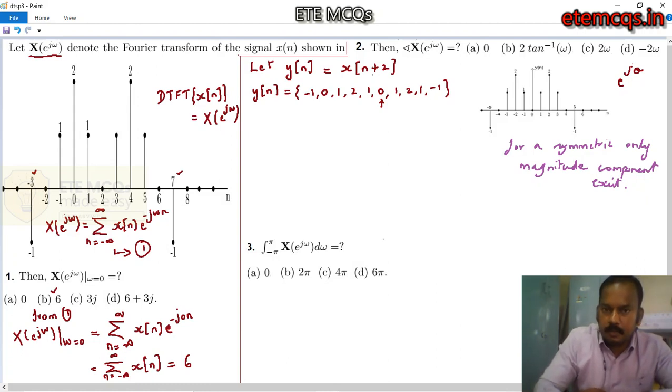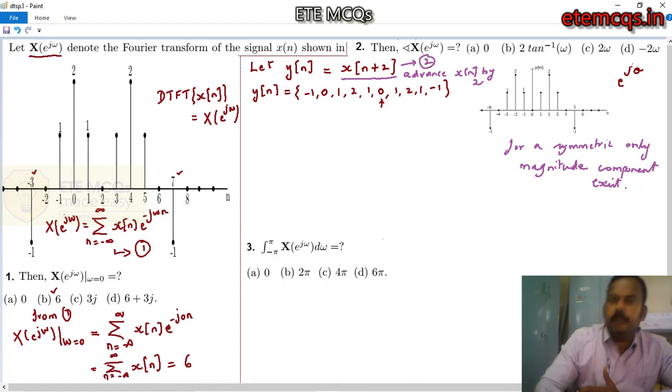But what we want is X of e power j omega. The problem is, you can notice that you are able to get a symmetric signal only if x of n is advanced by two samples. But actually we want x of n. So what you can do is, in this equation you just replace n by n minus 2 and take the right hand side to the left hand side. Take this as equation number 2. In equation number 2 you just let n be equal to n minus 2.